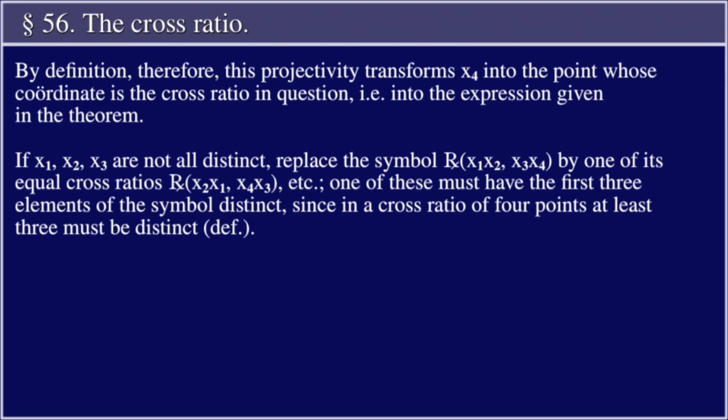If x1, x2, x3 are not all distinct, replace the symbol R(x1 x2, x3 x4) by one of its equal cross ratios, R(x2 x1, x4 x3), etc. One of these must have the first three elements of the symbol distinct, since in a cross ratio of 4 points, at least 3 must be distinct by definition.